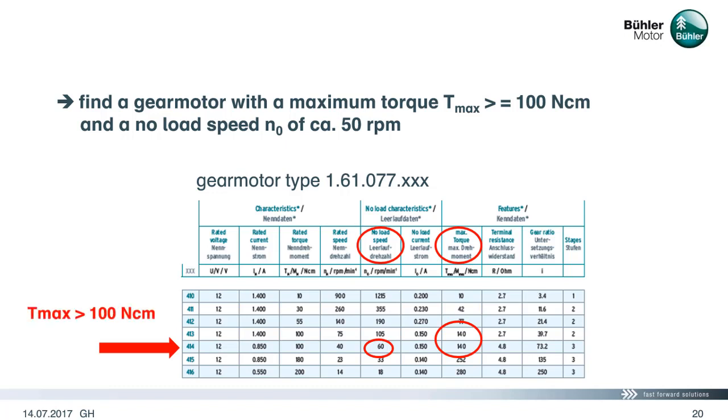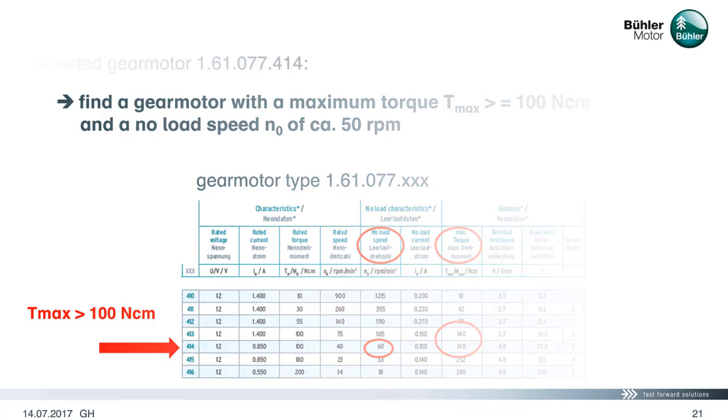T sub Lg is less or equal Tmax. This means Tmax of the 61077,414 is more than 100 Newton centimeters. Looking at the selected gear motor 161077414 in more detail, we see that this is a three-stage gearbox.